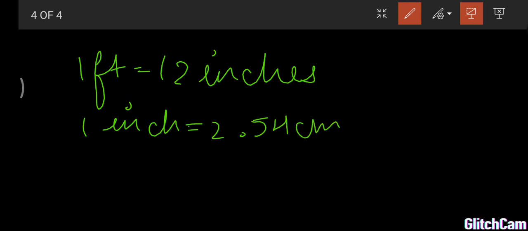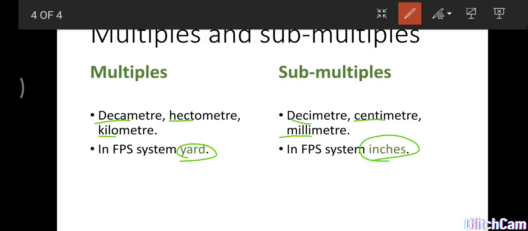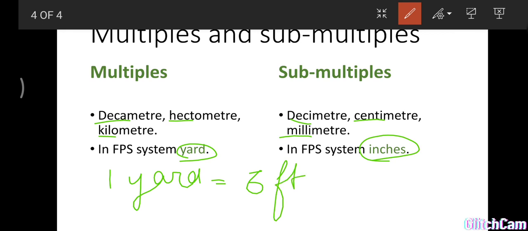Like that, 1 yard is equal to 3 feet. These are important points you want to remember. So up to this we conclude the class today. Thank you.